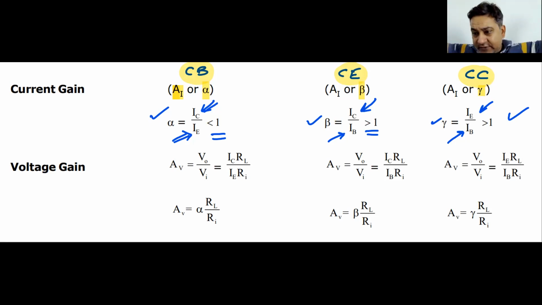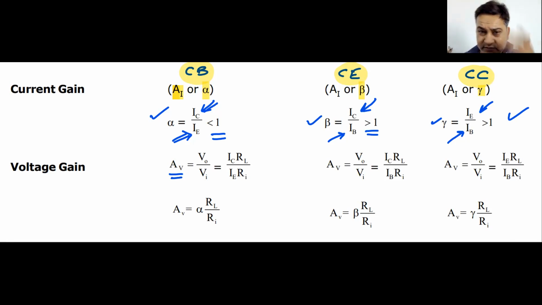There is no confusion there? Yes or no? No confusion, sir. Then I will also make you understand the voltage gain, and then I'll give you a minute to note it down. You can write this. Voltage gain is AV, A standing for gain, V standing for voltage.